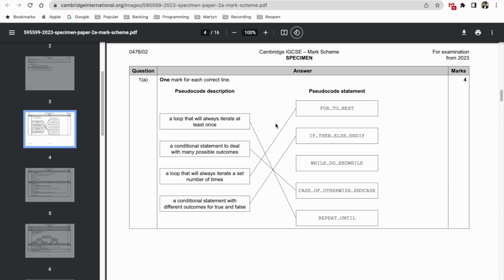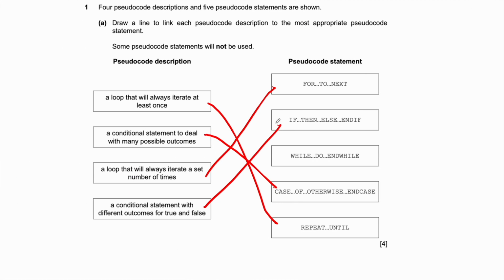Let's check the mark scheme. So there you go. A loop that will always iterate at least once is repeat until. A conditional statement to deal with many possible outcomes is case. A loop that will always iterate a set number of times is for. And a conditional statement with different outcomes is if then else. Easy peasy. Next question.